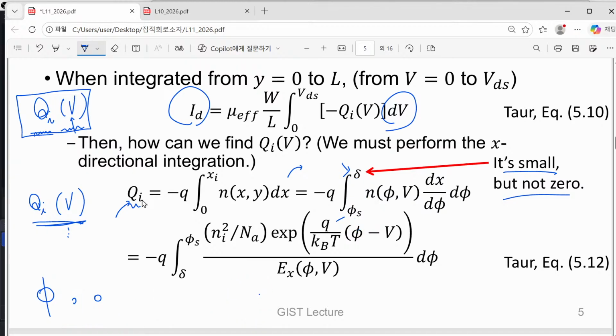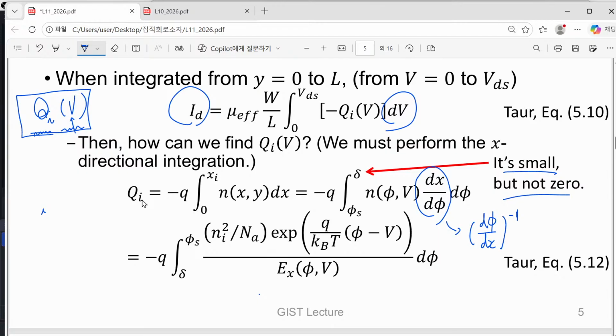Now we are just playing with integration and changing the variable, but it is not just a trick. You can understand this quantity dx over dphi. This is the inverse of dphi over dx, and this quantity corresponds to the x directional electric field. Actually, there is a negative sign, so we will have this form.